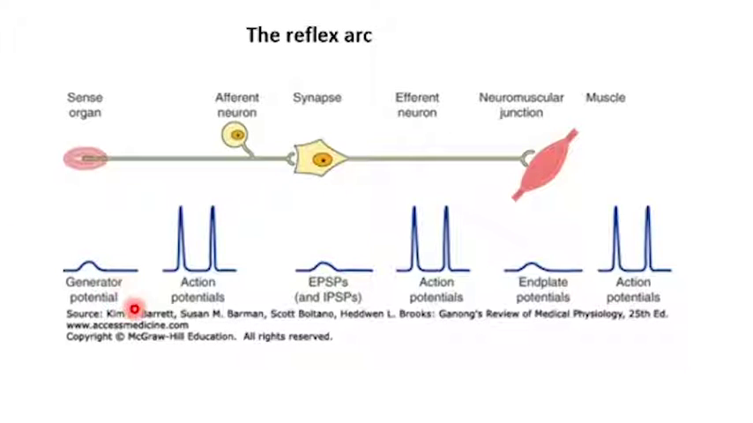So this is what I was talking about. One, you have a generator potential, which will lead to an action potential in the afferent neuron. The synapse will have an excitatory postsynaptic potential or an inhibitory postsynaptic potential. These basically either act to further excite the reflex or to inhibit the reflex. Based on this, you then have an action potential on the efferent nerve, which is either strong or weak, depending on the level of inhibition, which then travels to the end plate to create the intended effect.